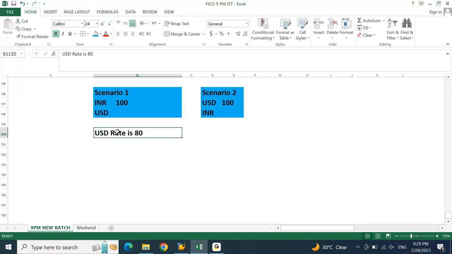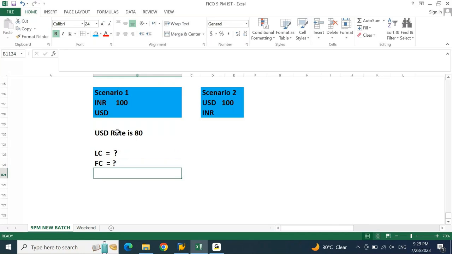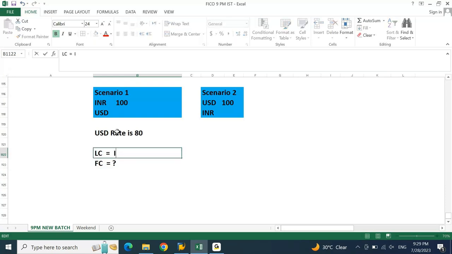now scenario number two, I have dollar. Before I apply this logic, the first thing I need clarity on is what is my LC, what is my FC? Without knowing this, the way you apply the calculation is wrong. If I say my local currency is INR, my foreign currency will be dollar. Is this point clear?